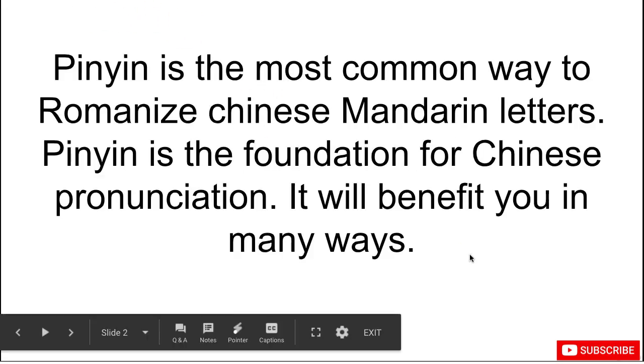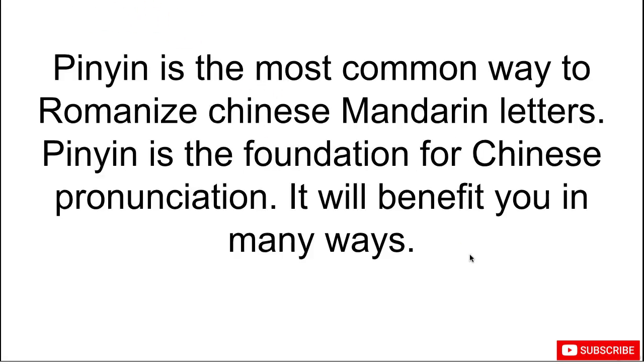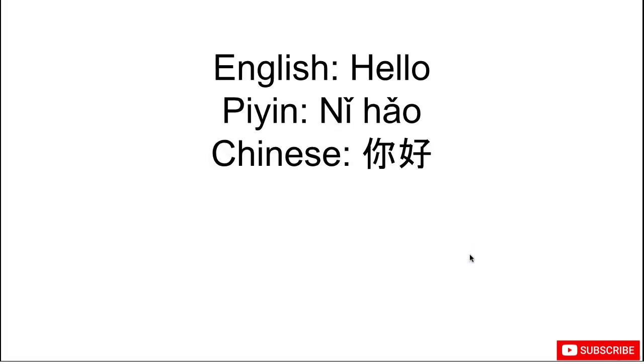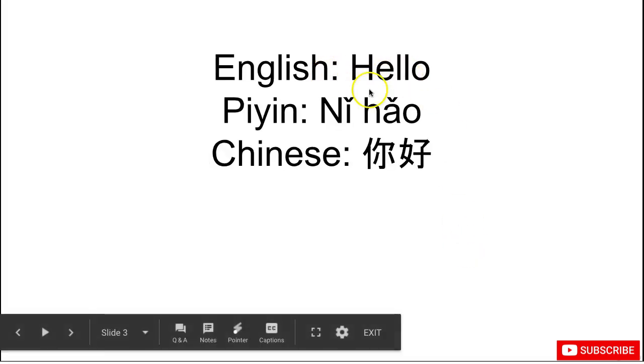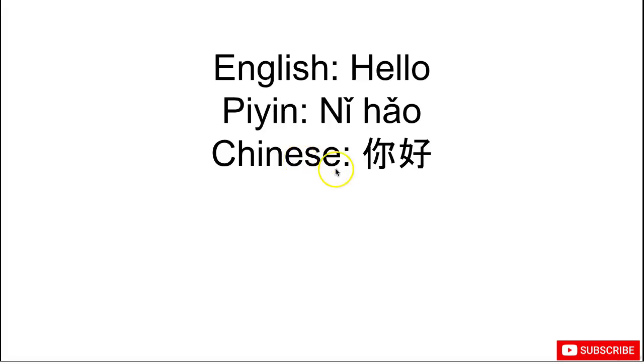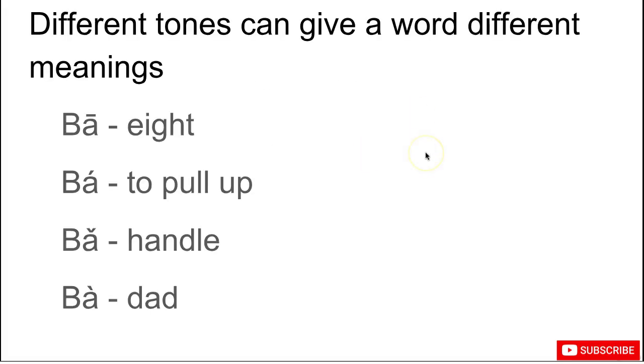Here is a quick recap of what we studied in the last lecture. We studied that Pinyin is the most common way to romanize Chinese Mandarin characters, and we saw an example of Pinyin, and we said that this is English, hello. In China, the way you say hello is ni hao, but in Chinese writing characters, it is written this way, and this is Pinyin, which we will be learning in this video and this course. In subsequent courses, we'll gradually get into this so that it will be very easy for you to understand.